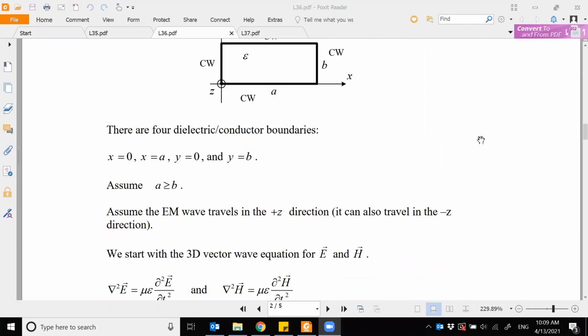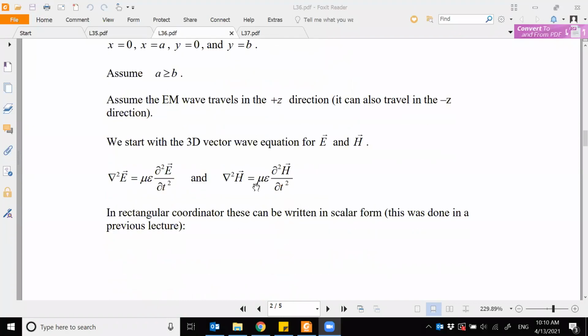Now, our assumption is, again, that my electromagnetic wave is traveling in the positive z direction. So my direction of propagation is positive z. Positive z means the wave is coming out of our screen. We can assume any direction in our analysis, but here we are assuming the positive z direction. Now, my 3D vector wave equation, remember the one that we generated in the chapter on EM waves. Remember, this is the one.